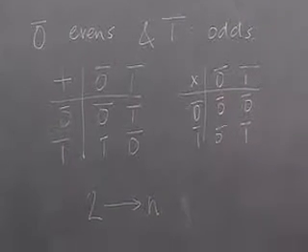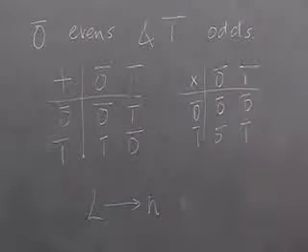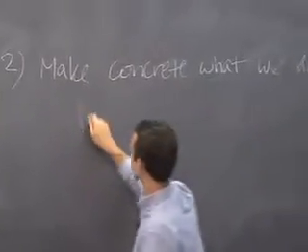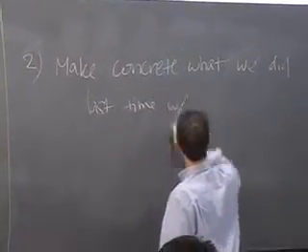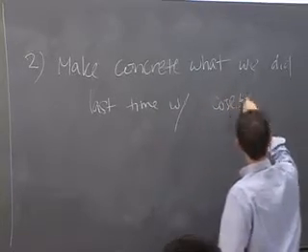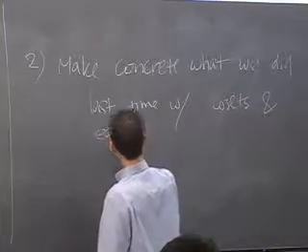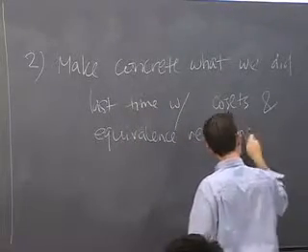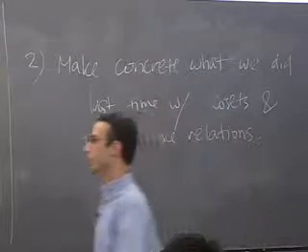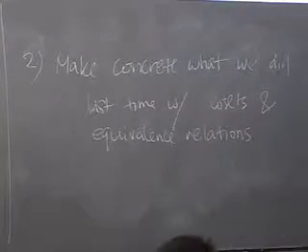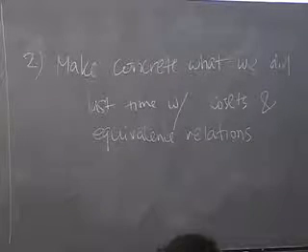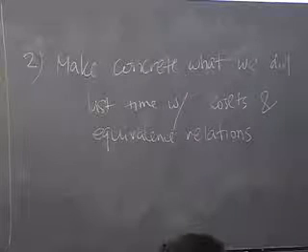The second thing I'd like to do is make concrete what we did last time with cosets and equivalence relations. And it's going to turn out that these are really one and the same goal, at least when it comes to studying subgroups of the integers. So let's get started on that.